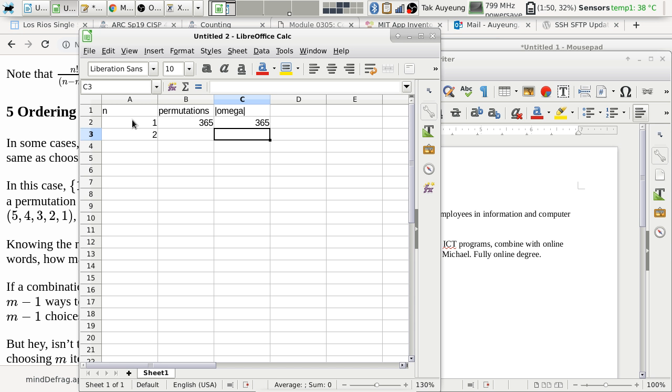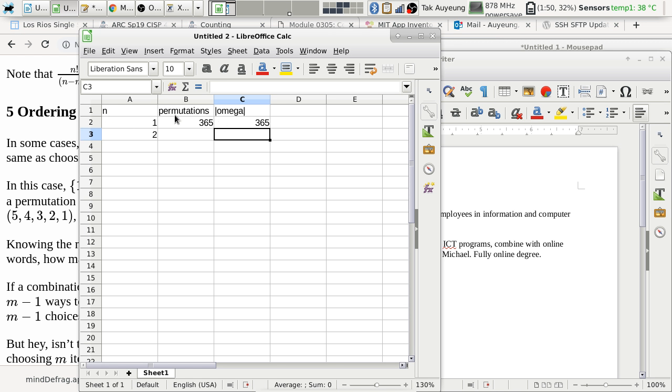If I have one person in the class, there's only one way. There are 365 ways to assign a birthday without replacement. Does that make sense? If there's only one person, with or without replacement doesn't really matter, because there's no second trial to speak of. Okay, so that seems to make sense.